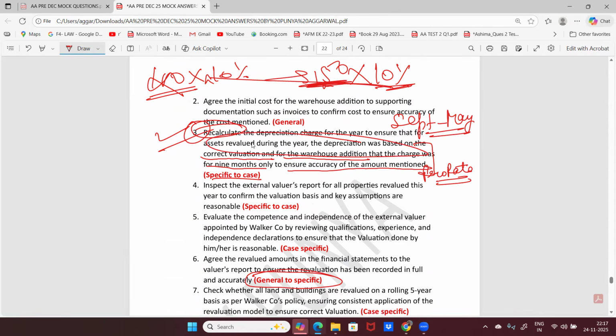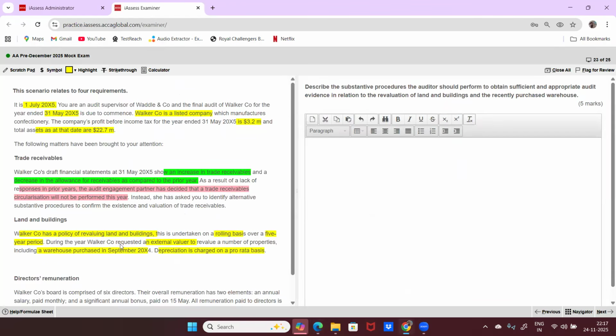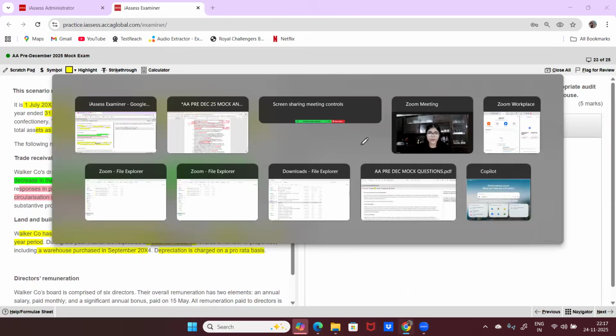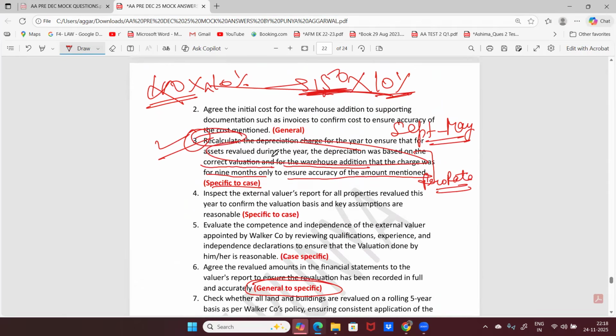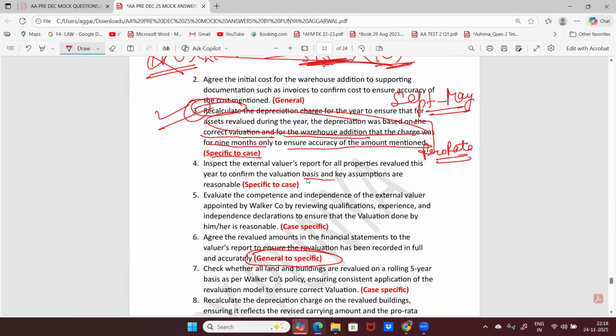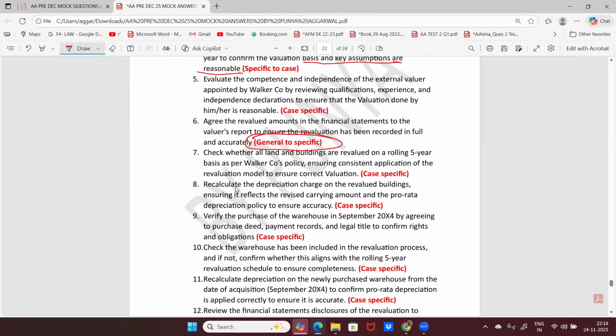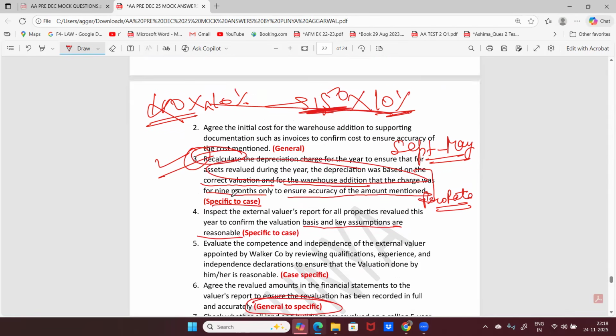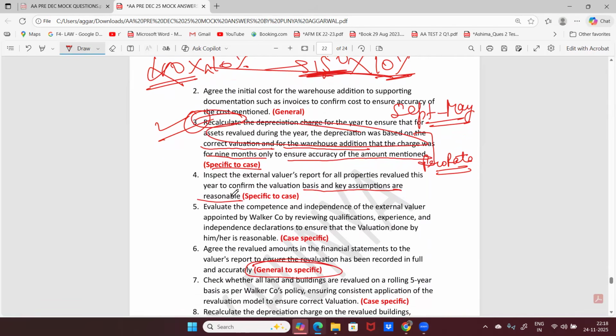Perfect. Let's move next. Inspect the external valuation. We got to know another point here: inspect the external valuer's report for all the properties revalued this year to confirm the valuation basis and key assumptions are reasonable. Because we also need to understand how he is revaluing the assets, right? So we also need to make sure that whatever assumptions and valuation basis he is stating are also reasonable and correct. That is what we are going to inspect.